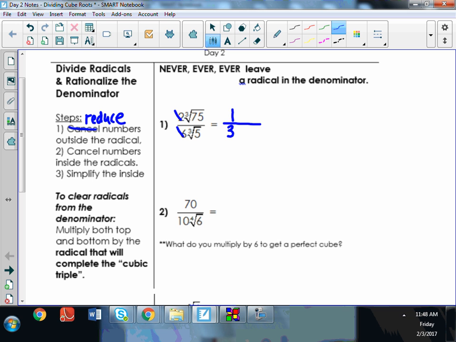75, the cubed root of 75 over the cubed root of 5. So you can reduce that. They're both divisible by 5. Good. Cubed root of 15 over cubed root of 1. Well, we know what the cubed root of 1 is, right? 1. So it cancels out. So on the bottom, we just have 3 times 1. And then on the top, we have the cubed root of 15.